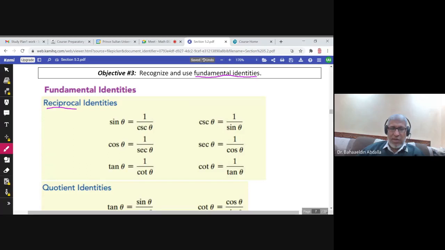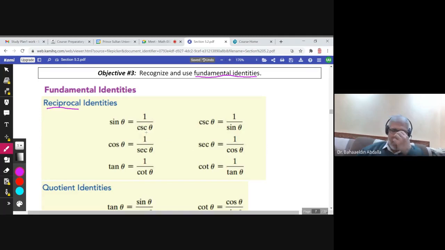We know this from the definition. We know that cosecant is the reciprocal of sine. So cosecant is 1 over sine, secant is 1 over cosine, and cotan is 1 over tan. Of course, if cosecant is 1 over sine, then sine is also 1 over cosecant. So if you know sine, you can find cosecant, and if you know cosecant, you can find sine.